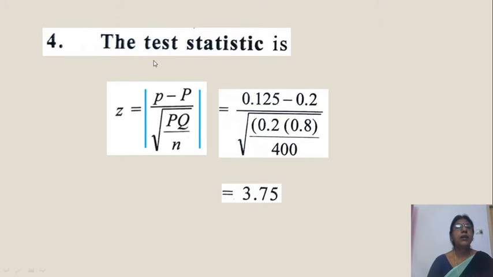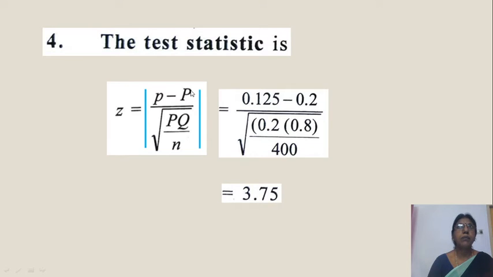Okay, now the test statistic, meaning the Z calculated value, by using this formula: p minus P by root of PQ by n. Substitute the values. Small p is 0.25 and capital P.